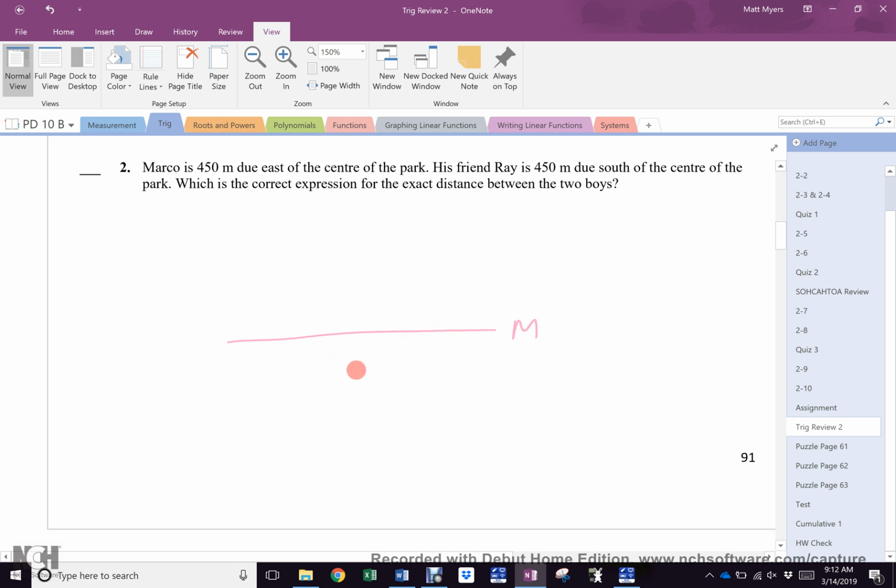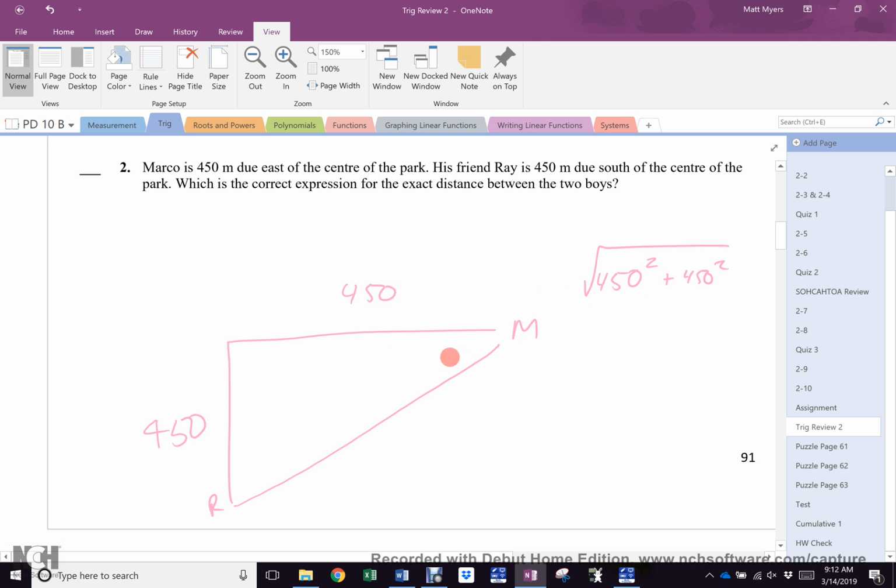Marco, 450. Ray, 450. The correct expression for the distance between the boys is 450 squared plus 450 squared, square rooted. That would be perfectly acceptable. You also could actually square it all out.